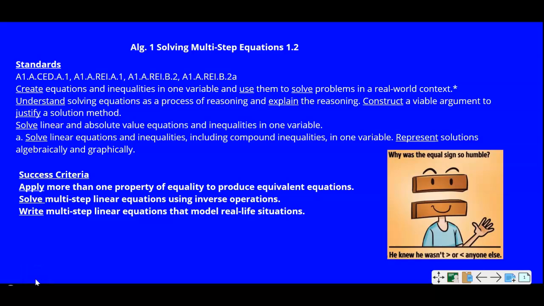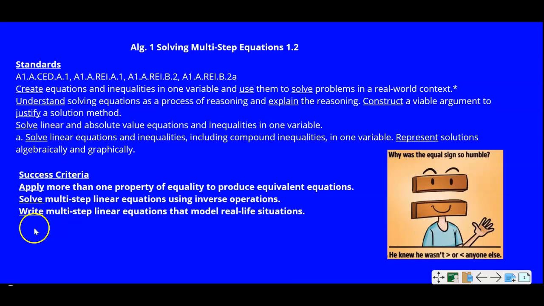Hey guys, so today we're going to look at solving multi-step equations. A lot of the standards are the same as what we were using yesterday, but we're just going to use more steps to solve these equations. All right, so the success criteria: apply, solve, and write multi-step equations. This is what you need to be successful today.